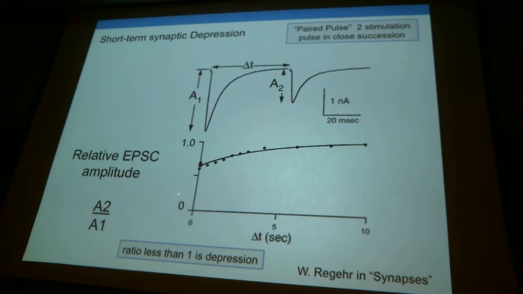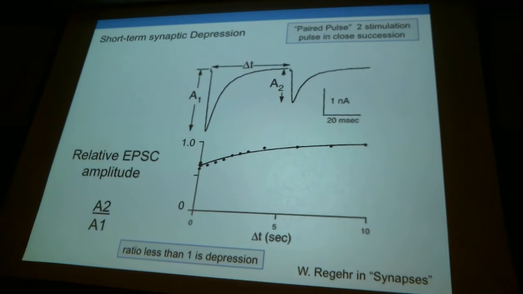If you have a very short time between the two presynaptic stimuli, the delta t here, you have a rather large decrement in the amplitude. And then as that time difference gets larger, so you have a longer time between those two stimuli, this essentially goes to baseline. So if you wait long enough, you have the same amplitude again and again.